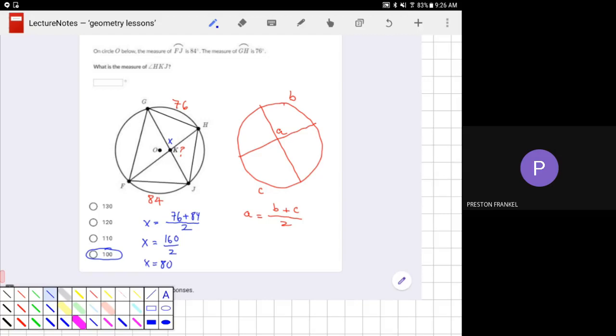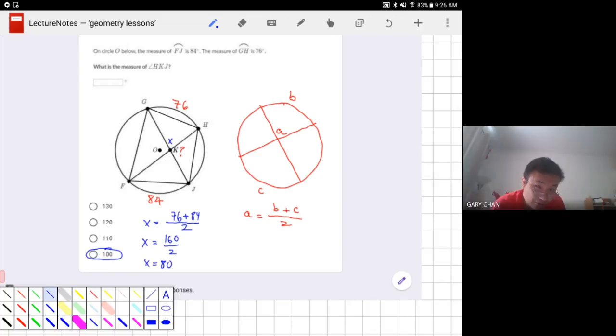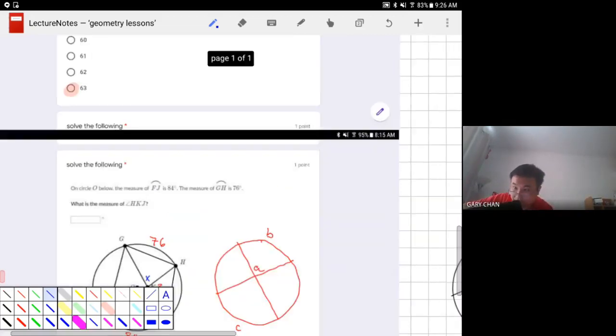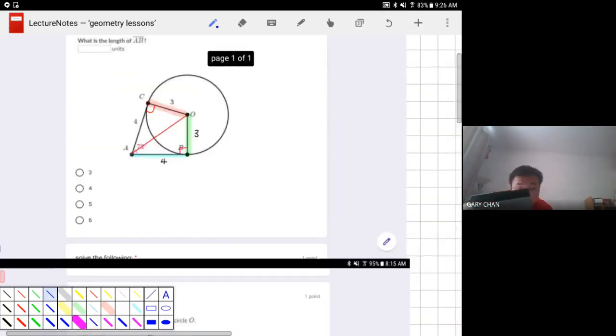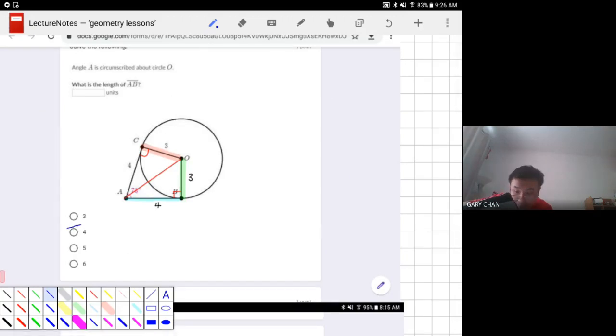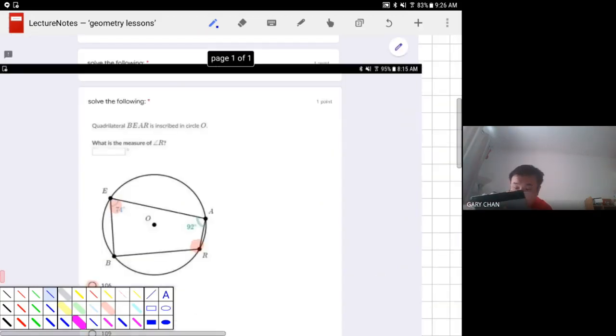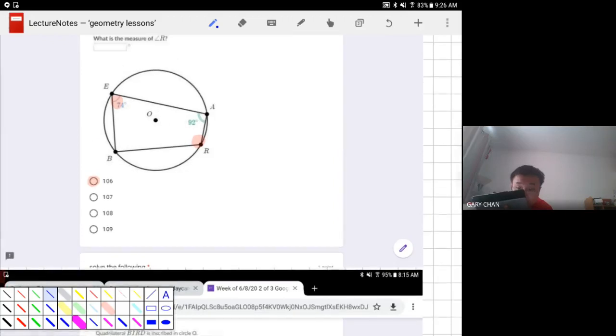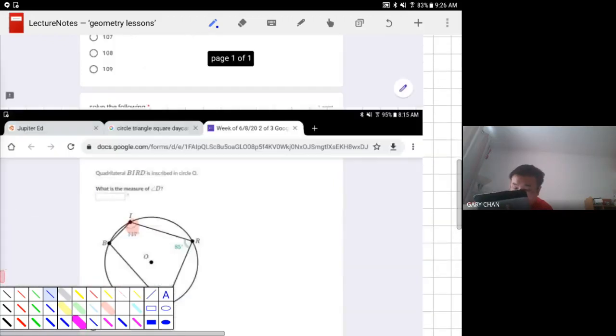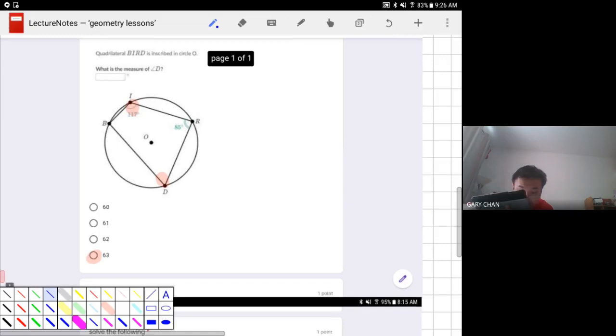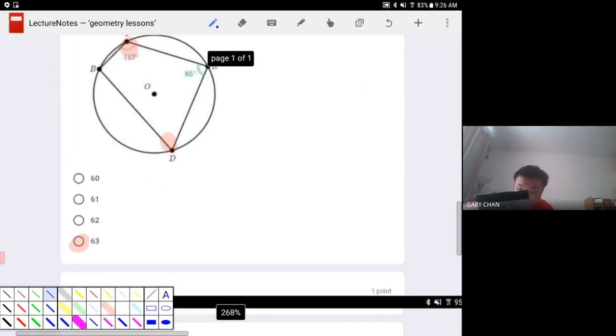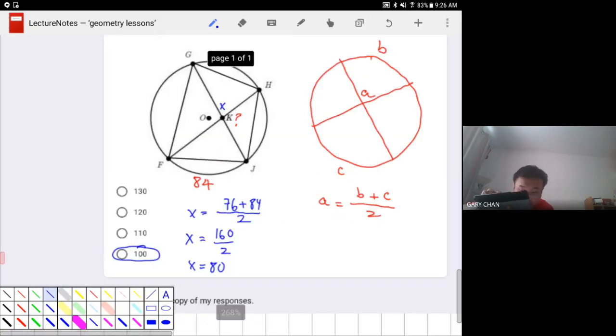Wait, just to be sure, the answers in order from 1 were 4, 106, 63, and 100, right? I don't remember. Hold on. Let me see here. The first one from the very top was 4. Second was 106. And then it was 63. And then 100.